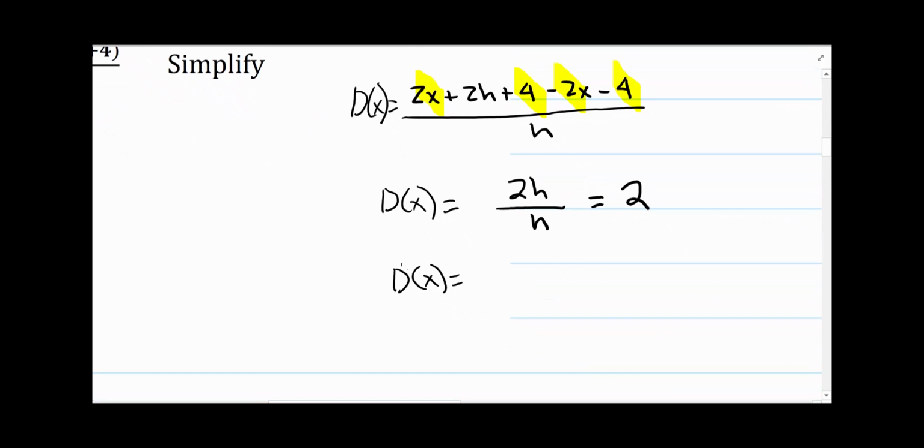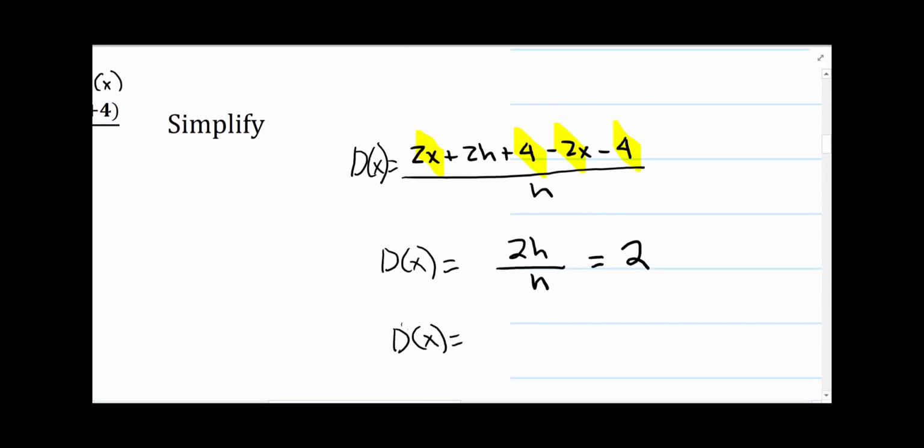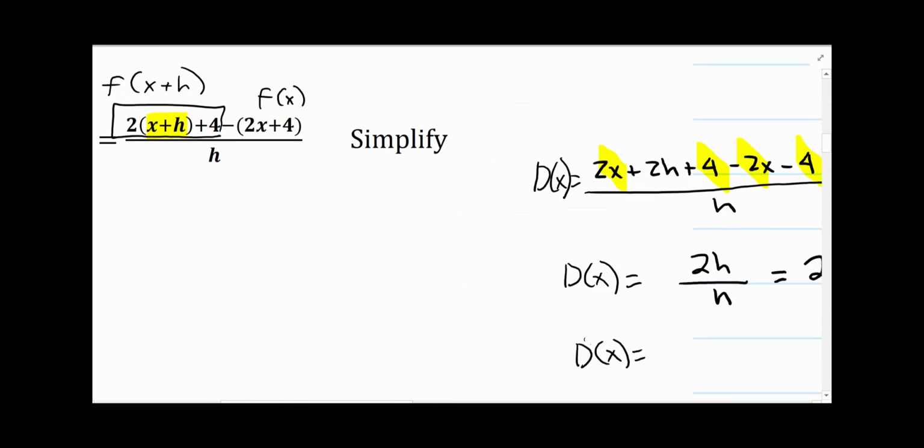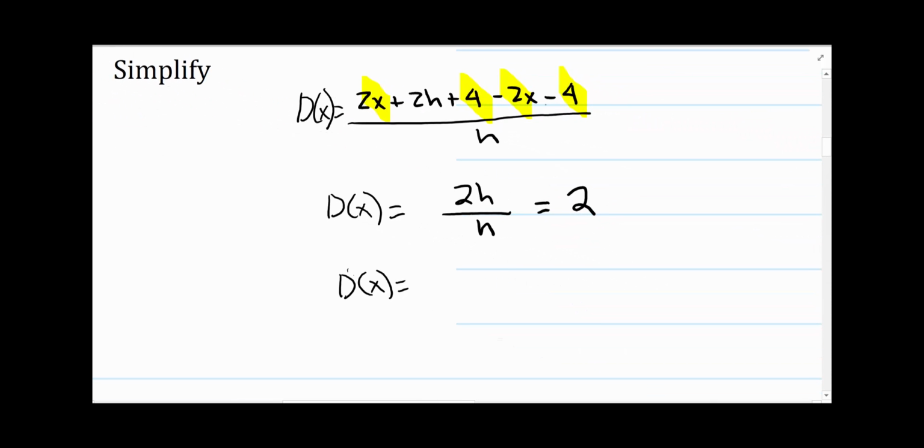All right, so the new d of x is equal to, we're just going to do the distributive. 2 times x is 2x. 2 times h is 2h plus 4. We're going to subtract each of those things. So subtract 2x, subtract 4, and then we're going to cancel the things that they have in common. And look, I've already highlighted that. 2x, subtract 2x, those cancel. Positive 4, subtract 4, those cancel. And it leaves 2h over h, that cancels. So the new function is a linear function. D of x is equal to 2.